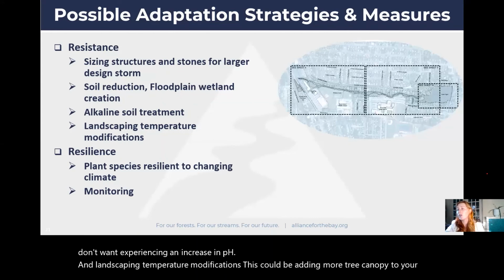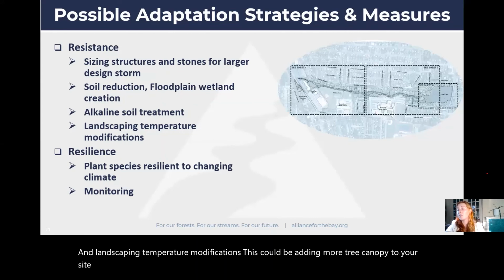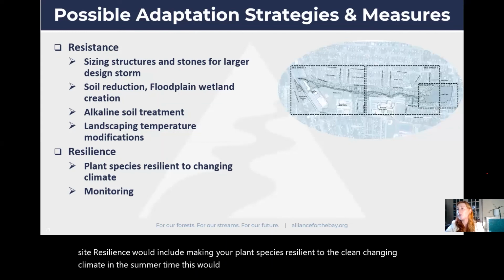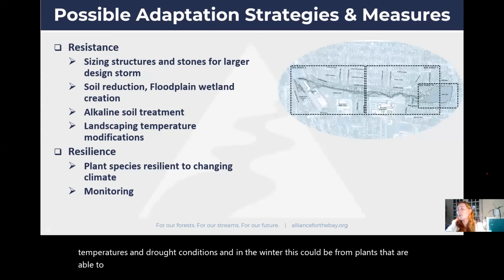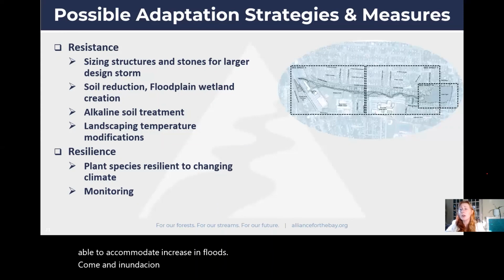Resilience would include making your plant species resilient to the changing climate. In the summertime, this would mean you need plants that are resilient to high temperatures and drought conditions. In the winter, this could be plants that are able to accommodate increase in floods and inundation. We also want to make sure we're doing monitoring at all times. That's, I think, our biggest protection measure.